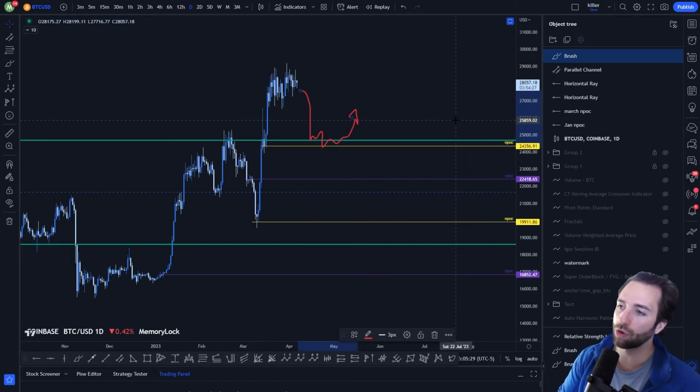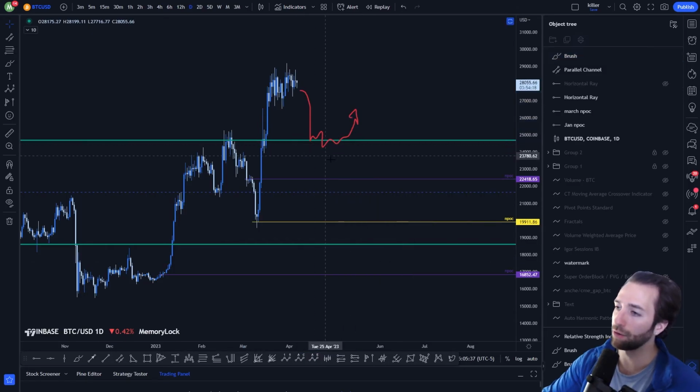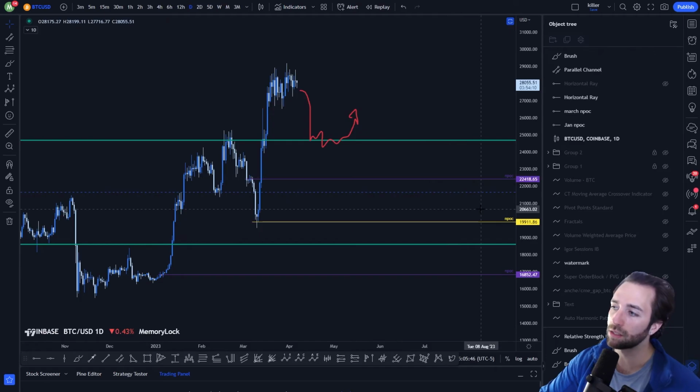So naked point of control will act as a magnet. Price wants to tap these levels, right? And the moment that they are tapped, you can totally remove them from the chart. I don't even take them into consideration anymore after that. Right? The only time that you would take into consideration a naked point of control continuing on, let's say, is if it was the previous month's naked point of control, right?